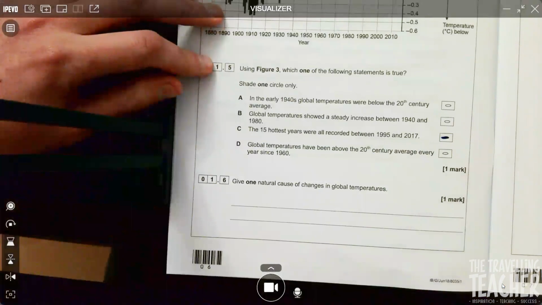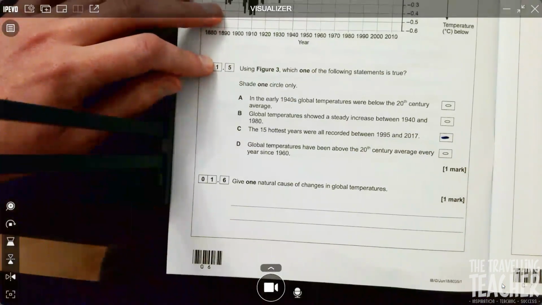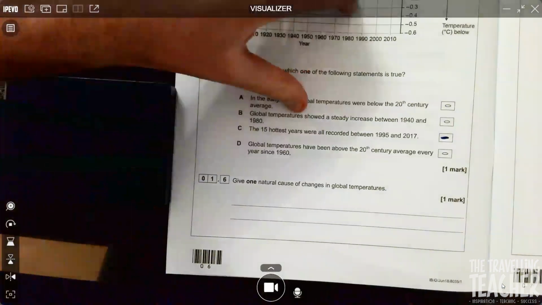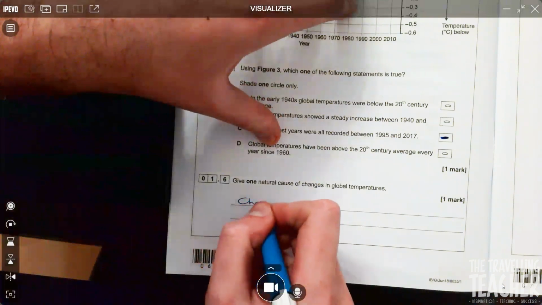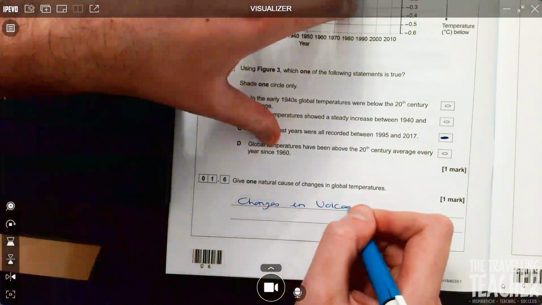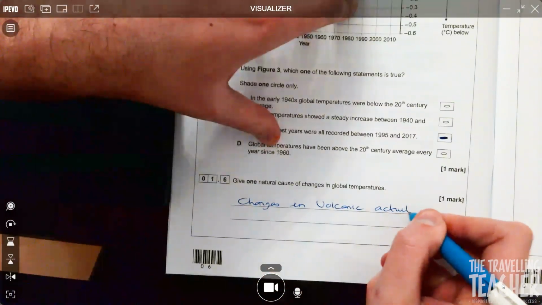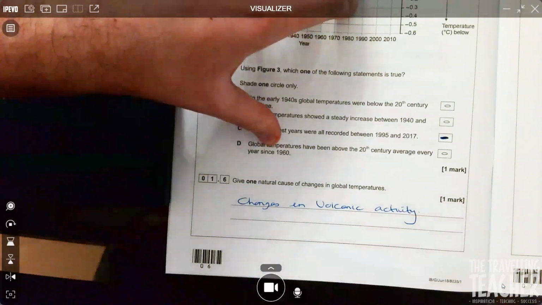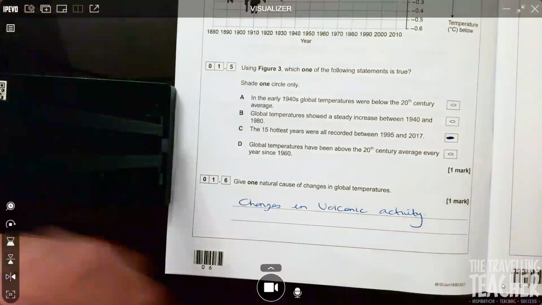Okay, a question at the bottom of the page, 1.6. Give one natural cause of changes in global temperatures. So there's a few that you could choose from here, but we're going to go with changes in volcanic activity. You could also have sunspot activity or orbital changes as well.